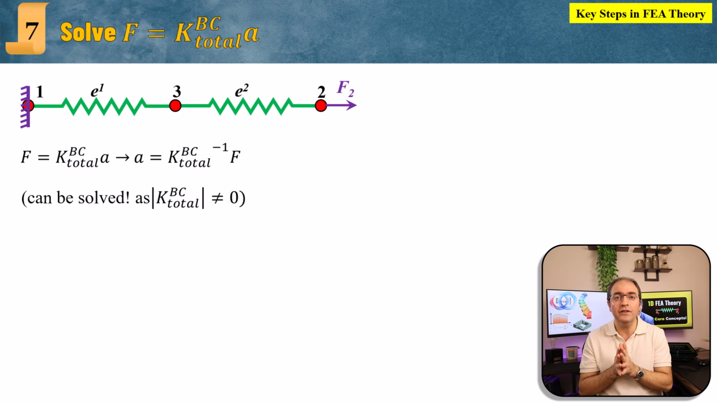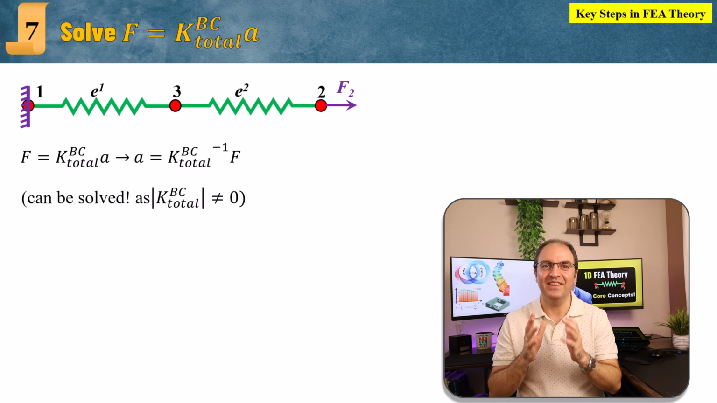F is equal to K total with BC superscript times A. And the goal is straightforward. Solve for the unknowns, which are the field variables, the nodal displacements in this case. Since K total with superscript BC is a square and invertible matrix thanks to the constraints, we can now find the A vector by multiplying both sides by the inverse of the stiffness matrix. And this gives us a unique answer, not like before application of the constraints when we had infinite solutions.